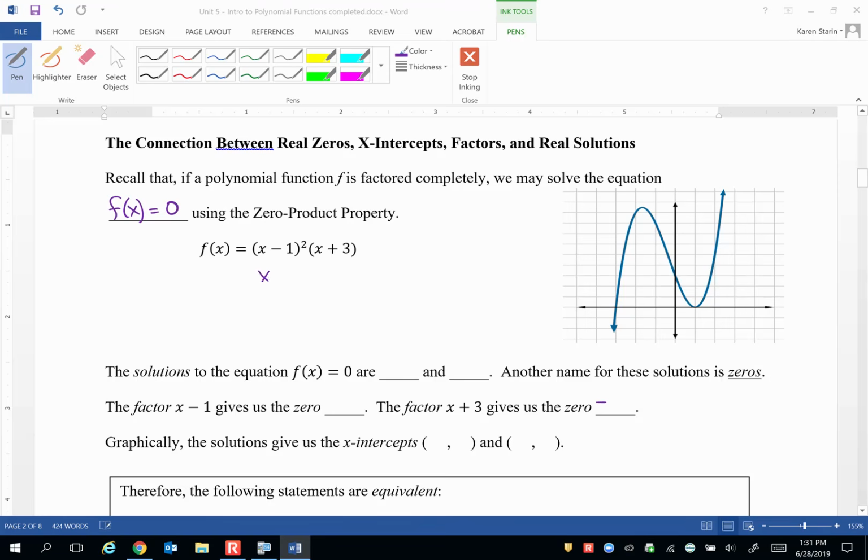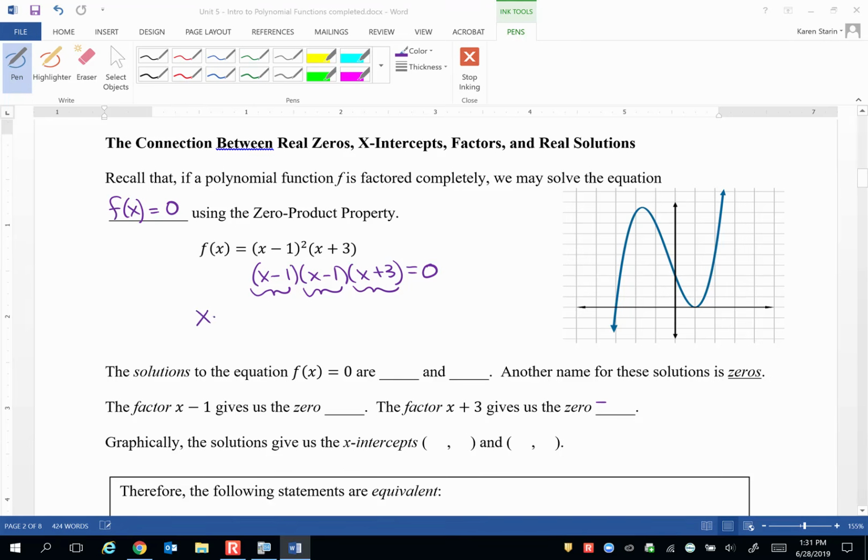Well, it says if we have a string of factors, so x minus 1 times x minus 1 times x plus 3, and that equals 0, then one of those factors must be 0. Either this is 0, x minus 1, which would also cause the duplicate x minus 1 to also be 0, or x plus 3 is 0. One of those things has to be 0 for the product to be 0.